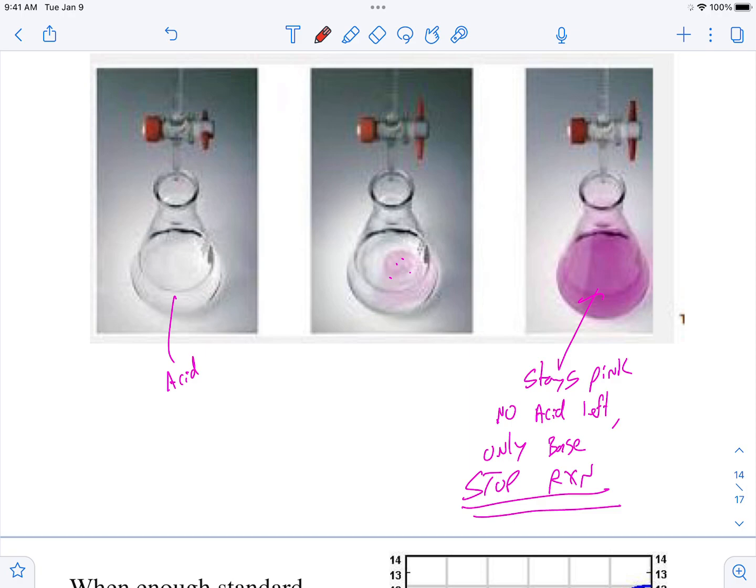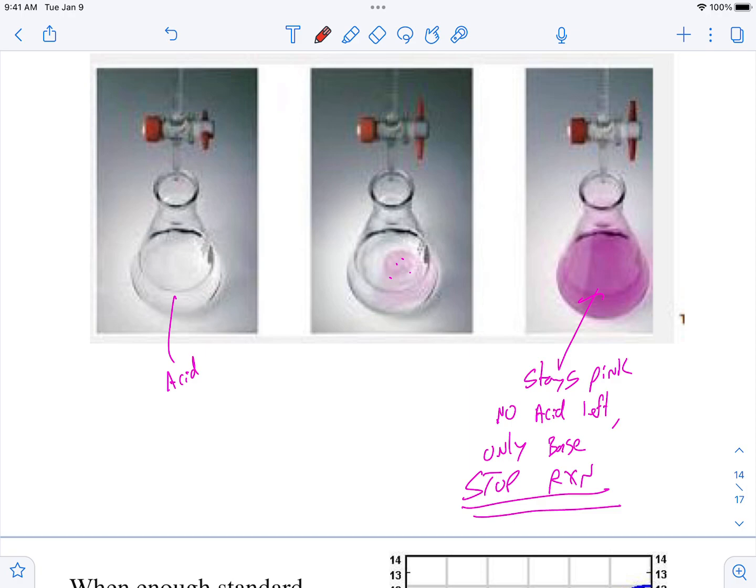Now, you might be thinking, well, why don't we use an indicator that changes color at a pH of 7? Wouldn't that be more exact? Because we want it to change at a pH of 7. Why don't we use one? So here's the answer. Not all indicators change color at the same pH. The one of them that does change at a pH of 7 is called bromothymol blue. It starts as a yellow in acid and turns blue in base, but here's the problem.